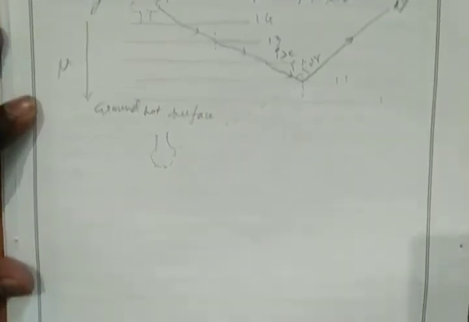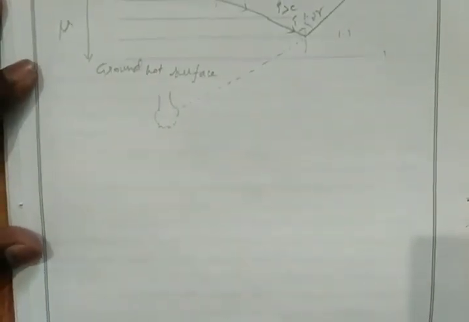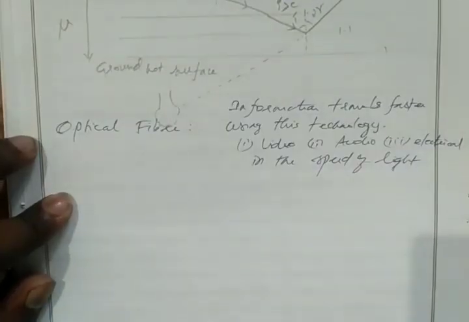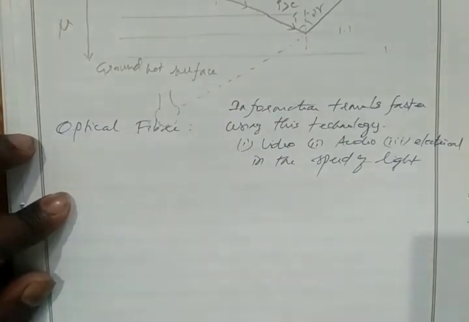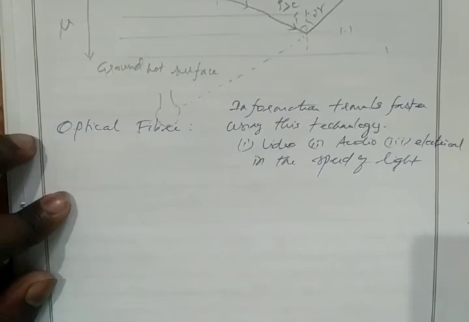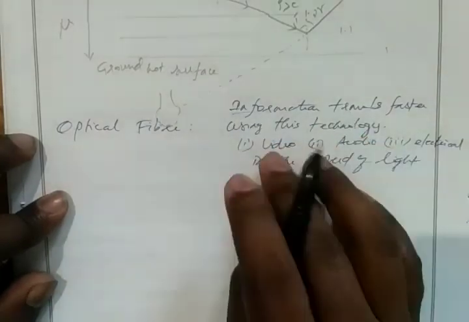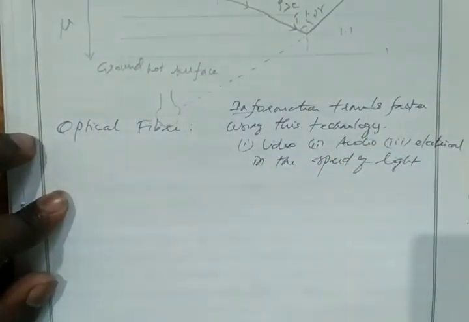Okay, so what is the application of total internal reflection? The main application is optical fiber. It is a type of wire. Information travels faster using optical fiber. In optical fiber, the total internal reflection process takes place. So we can send information, it may be video, audio, or electrical signal, at the speed of light, very fast.